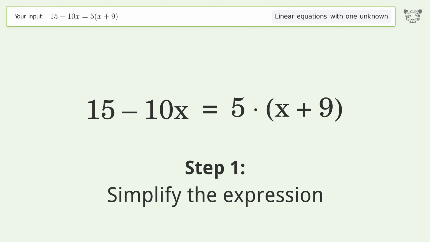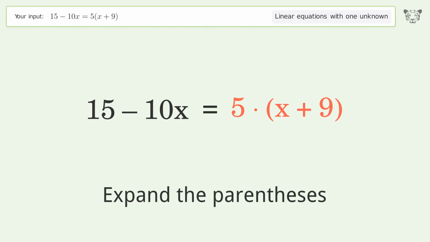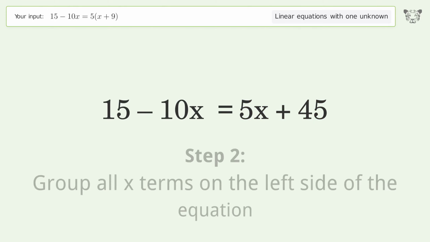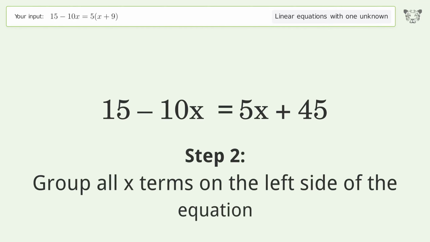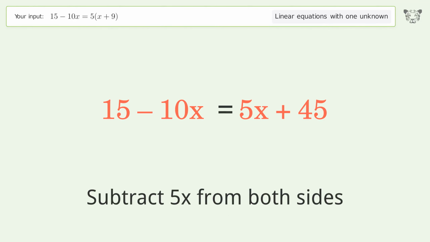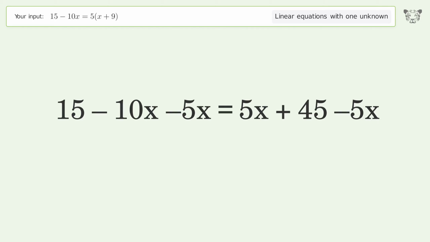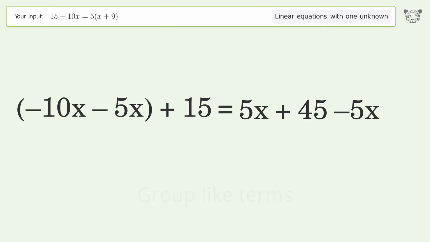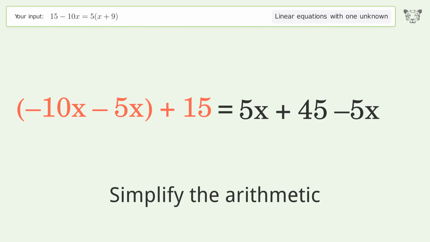Simplify the expression. Expand the parentheses. Simplify the arithmetic. Group all x terms on the left side of the equation. Subtract 5x from both sides. Group like terms. Simplify the arithmetic.